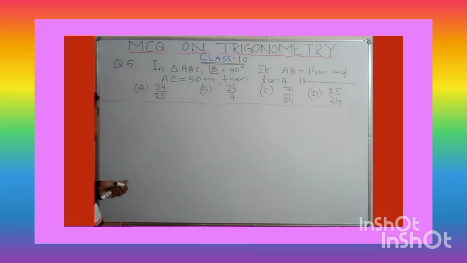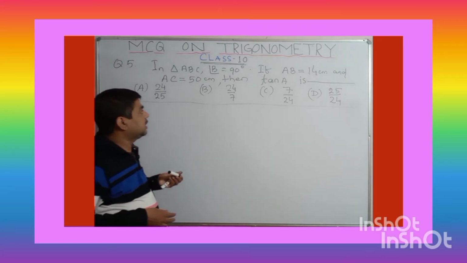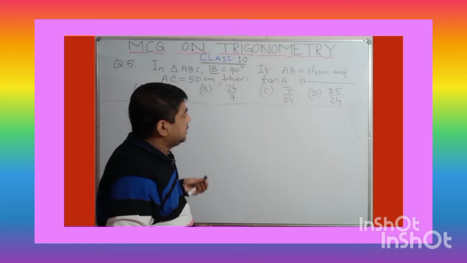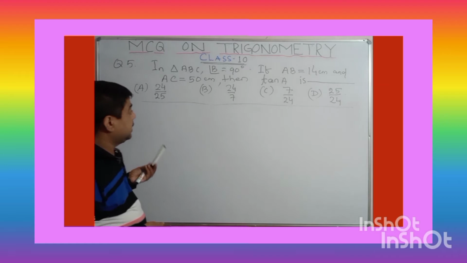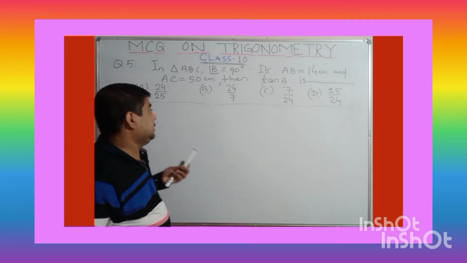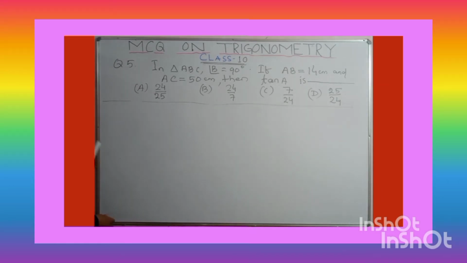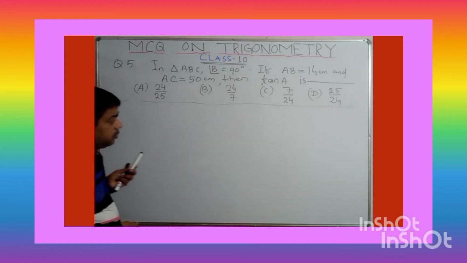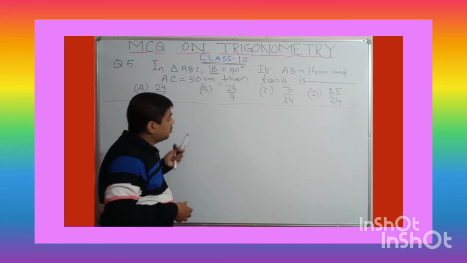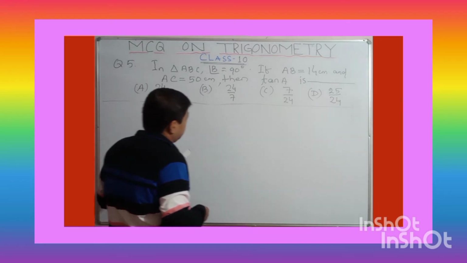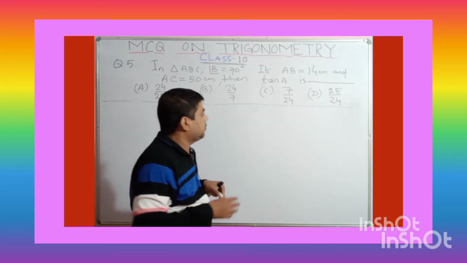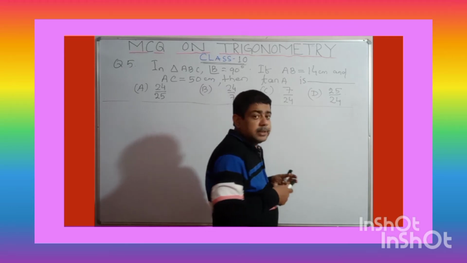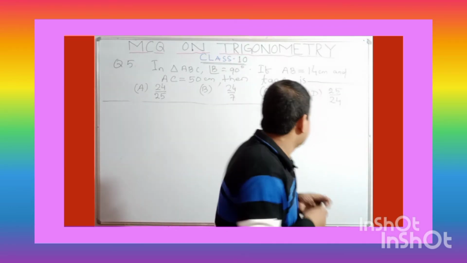In triangle ABC, angle B is equal to 90 degrees. If AB is equal to 14 centimeters and AC is equal to 50 centimeters, then what is the value of tan A? Option A is 24 upon 25, option B is 24 upon 7, option C is 7 upon 24 and option D is 25 upon 24. Is it clear? Okay, let's see.